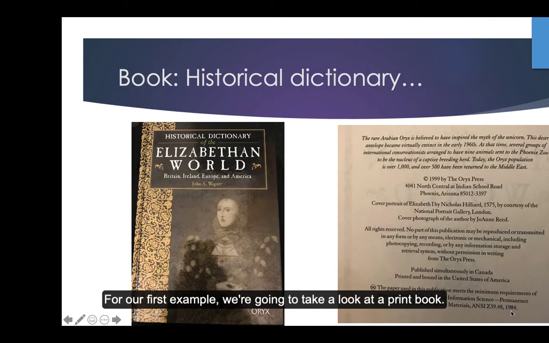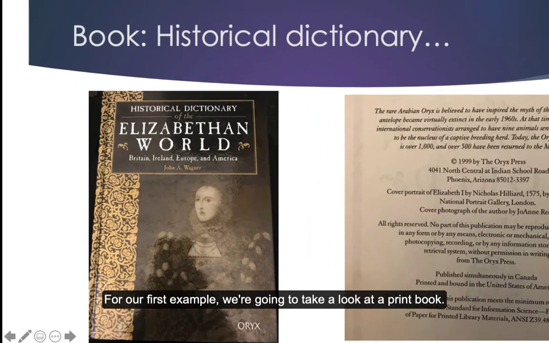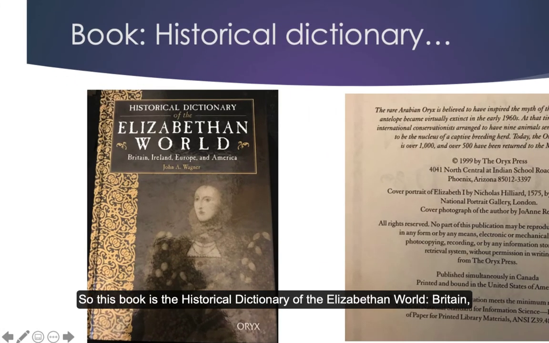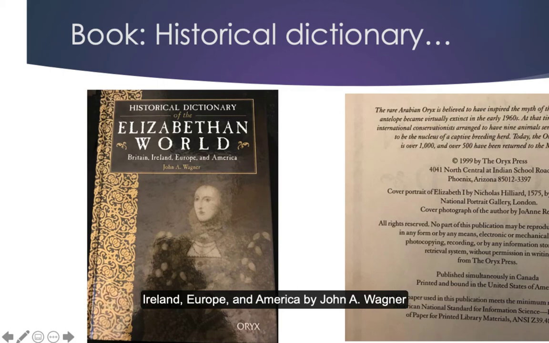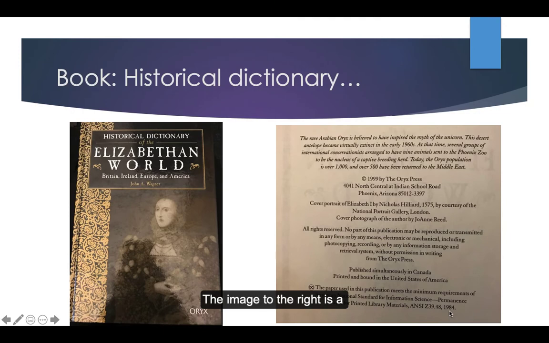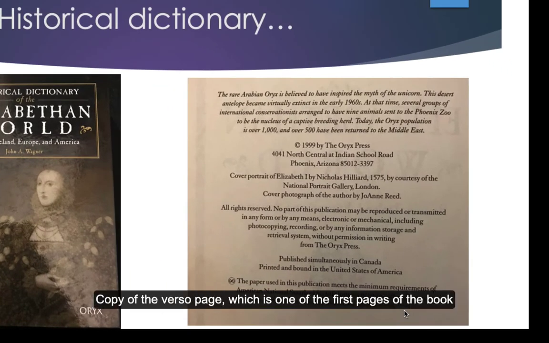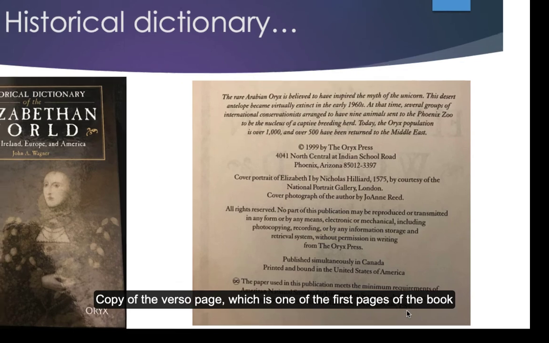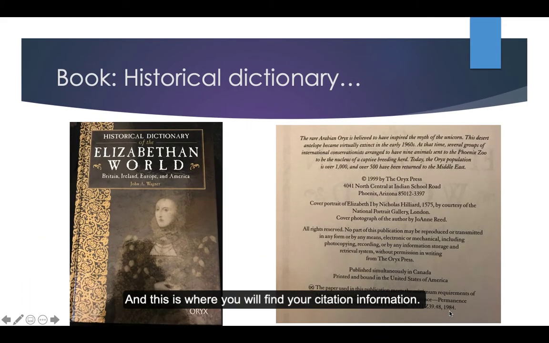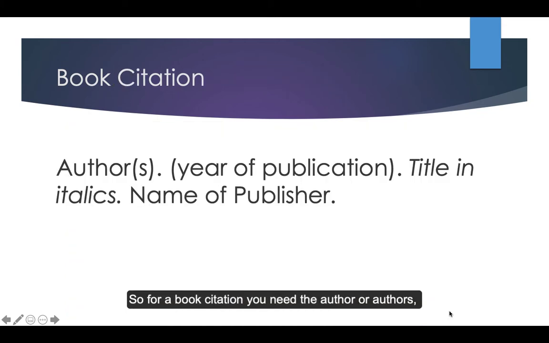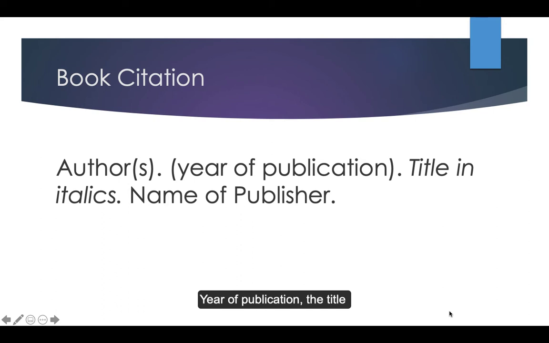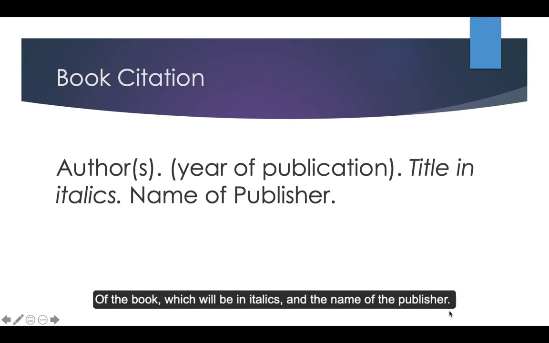For our first example, we're going to take a look at a print book. So this book is a historical dictionary of the Elizabethan world, Britain, Ireland, Europe, and America by John A. Wagner. The image to the right is a copy of the verso page, which is one of the first pages of the book, and this is where you will find your citation information. So for a book citation, you need the author or authors, the year of publication, the title of the book, which will be in italics, and the name of the publisher.